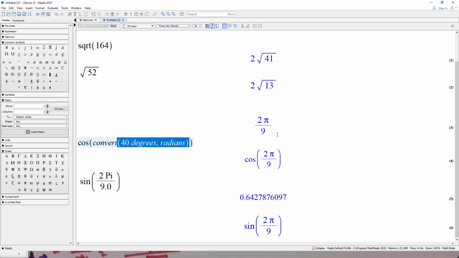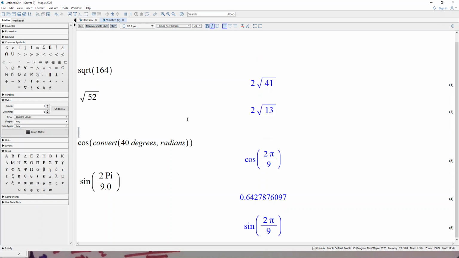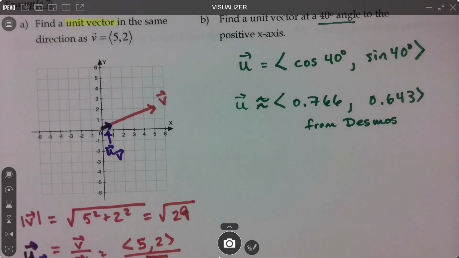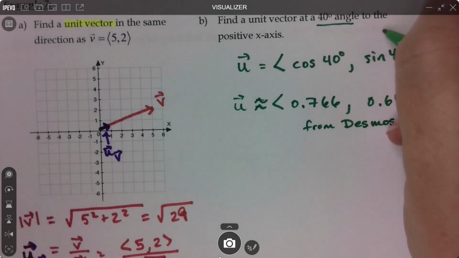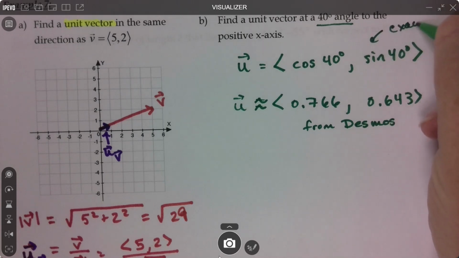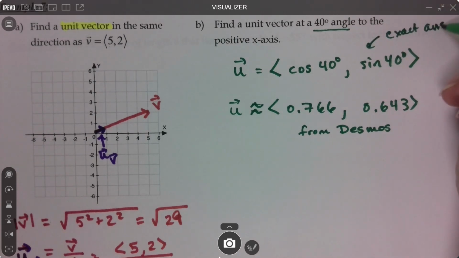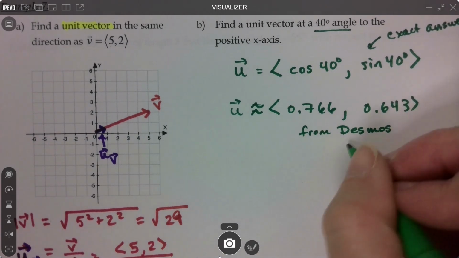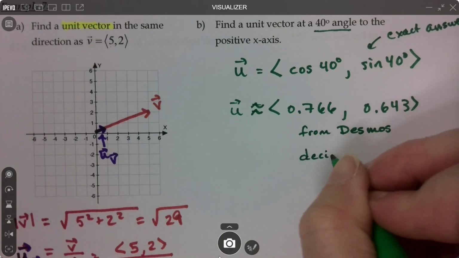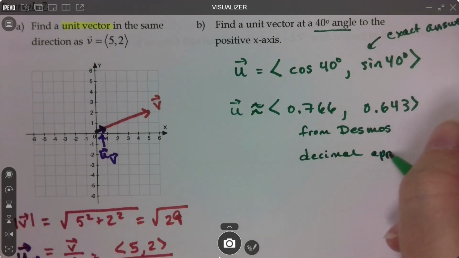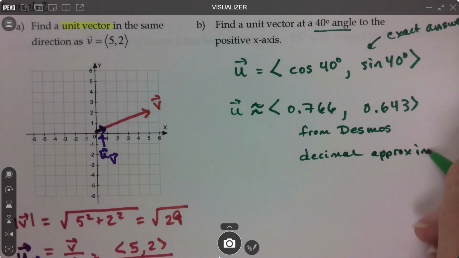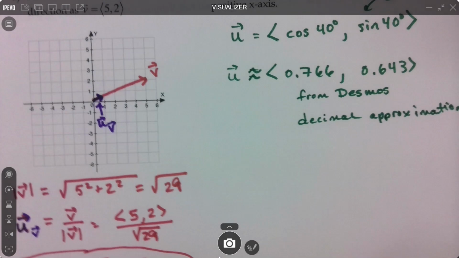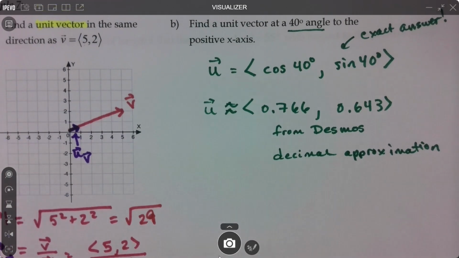There are other ways to do it. As with most things in Maple, there's usually like 7 different ways to do it, but that's the way to do it. So let's make a note. So this is the exact answer. There is no nice square root function or anything else for that. This is the decimal approximation. And we could get the decimal approximation from either Desmos or Maple. It's just more work in Maple. Maple's not as easy on the conversion from degrees to radians.